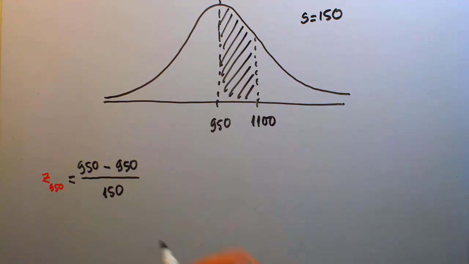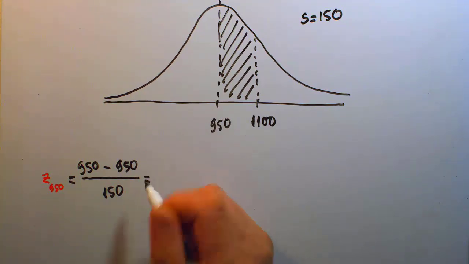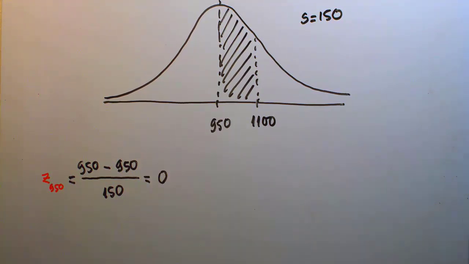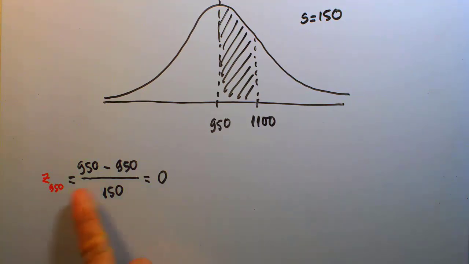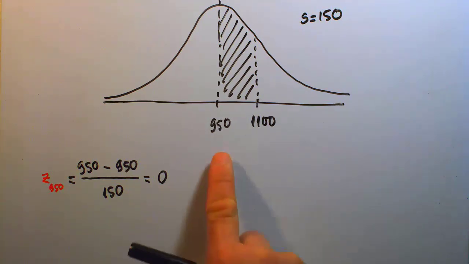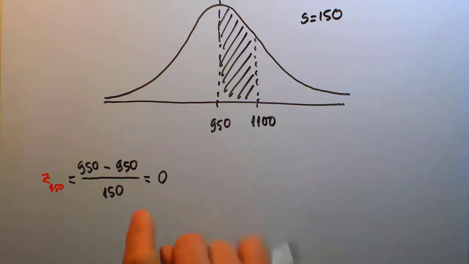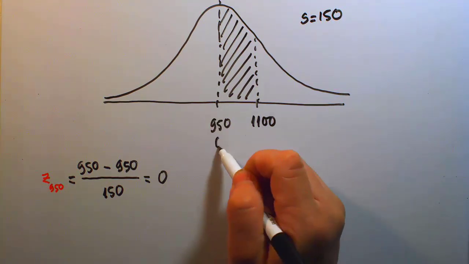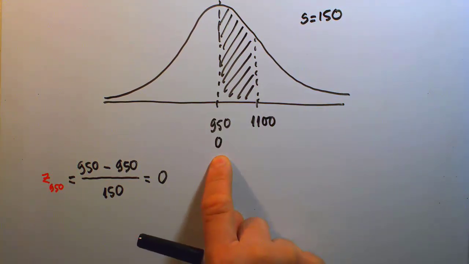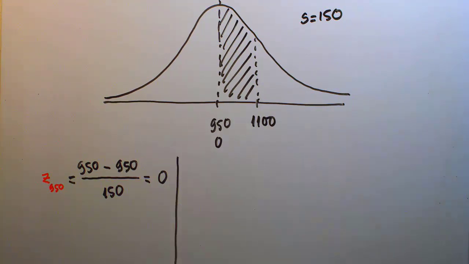And so that z-score, now calculating it, we're looking at a z-score of 0. Remember how we talked about z-score? Z-score measures how far a value is away from the mean. So this z-score for 950 is 0. So now it's clear that the 950, the low end of my interval, is exactly right on the mean, or going nowhere away from the mean.